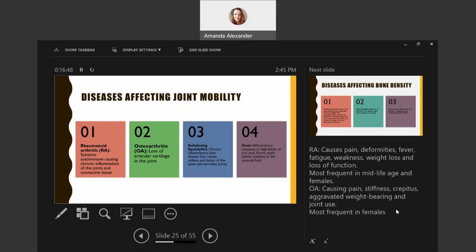Osteoarthritis causes pain also, stiffness, crepitus, which is different than RA, and is aggravated by weight bearing and joint use. So if you think about the difference between osteoarthritis and rheumatoid arthritis, in osteoarthritis the bone itself is decaying, and when the joints rub together, it makes a grating sound on movement. This also happens most frequently in females. So both RA and OA are female genetic traits.